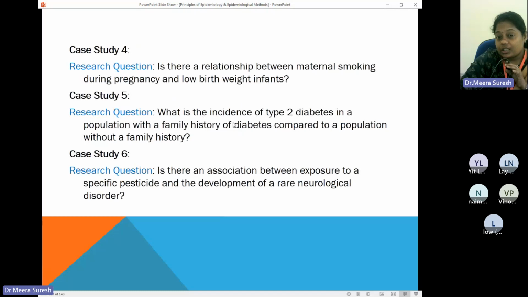Cross-sectional, because the word is incidence. You're going to calculate incidence. In cross-sectional, you can't get incidence. You're going to see how many... take from the type 2 diabetes and work backwards?